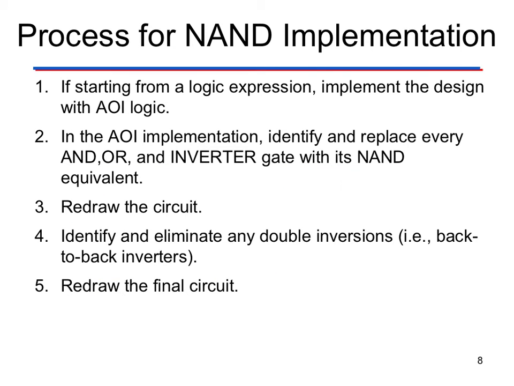So here are the steps for taking an AOI circuit and re-implementing it with NAND gates. All right, so step one is first make your AOI circuit. Step two is figure out what the equivalent NAND gate would be for each one of the AND, OR, and inverters in your circuit. Next, redraw the circuit with those replacements. Then fourth, we haven't gotten to this yet, so it'll come back in a minute here, so just stick with me. But cancel out any double inversions, and finally redraw the circuit one more time. Let's not be lazy and just leave it crossed out.